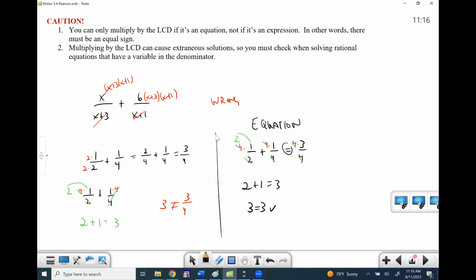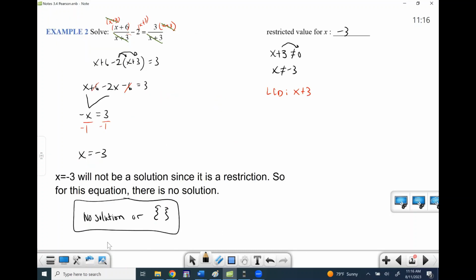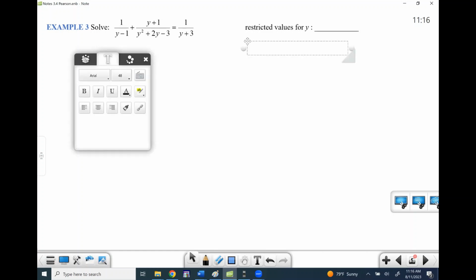Okay. All right. So multiplying by the LCD can cause extraneous solutions. So you must check when solving rational equations that have a variable in the denominator. Okay. So we got to make sure we check. We didn't check on the last one because we didn't have any solution to check, right? No solution, so we don't need to check it. All right, let's go in here and get our restrictions. Now, we are going to set the denominators equal to 0, but this one we need to factor first. Okay, so let's factor first. It'll make it easier to see our restrictions.